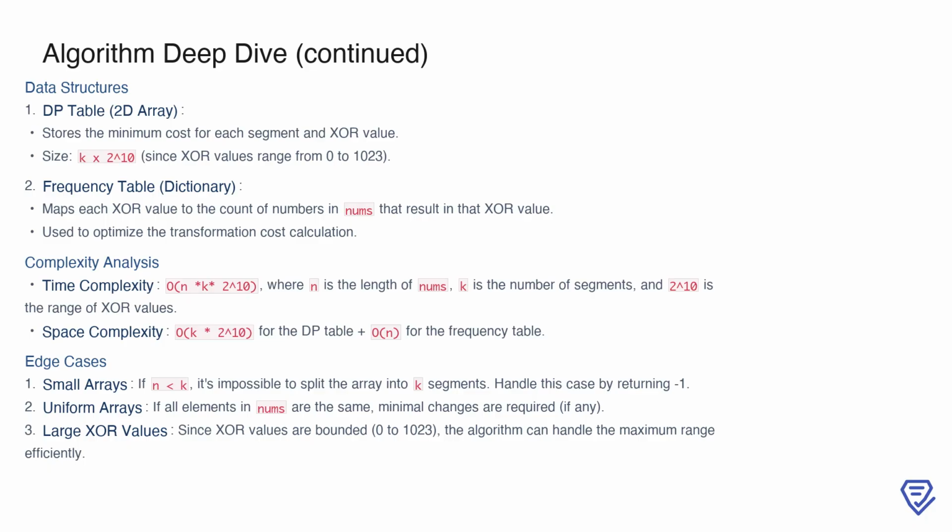In terms of complexity, the time complexity is O(n times k times 2^10), where n is the length of the array. This stems from iterating through the array, segments, and possible XOR values. The space complexity is O(k times 2^10) for the DP table and O(n) for the frequency table. When considering edge cases, we must account for scenarios like arrays too small to form k segments, which should return -1. Similarly, uniform arrays require minimal changes, and large XOR values are efficiently handled within the bounded range of 0 to 1023. These considerations ensure the algorithm remains robust and efficient under various conditions.